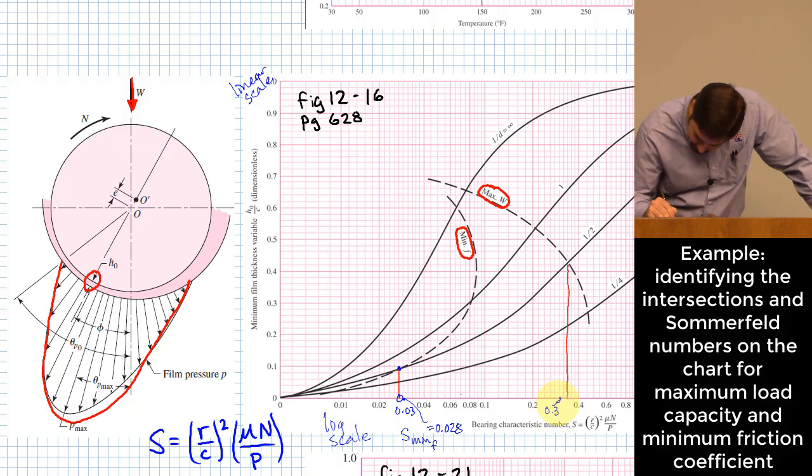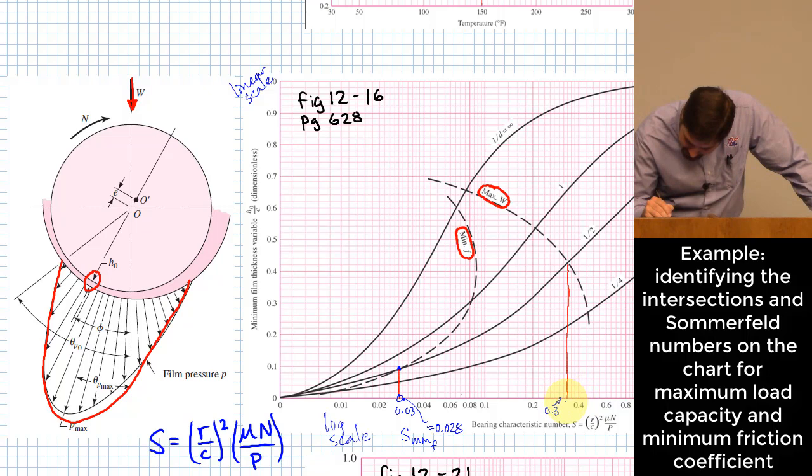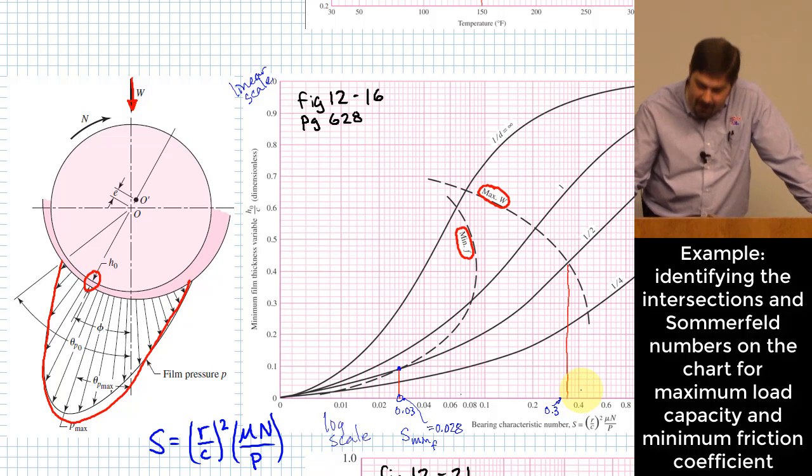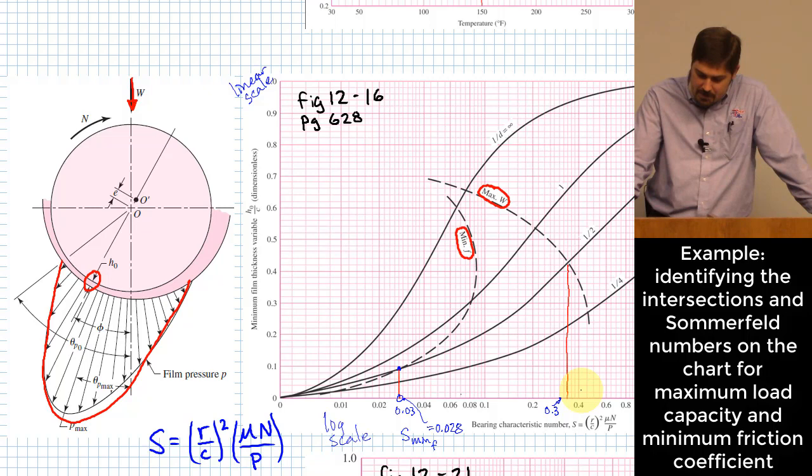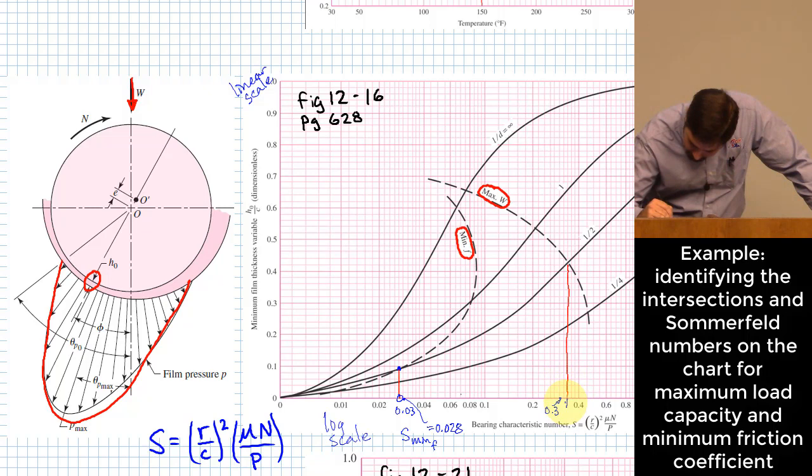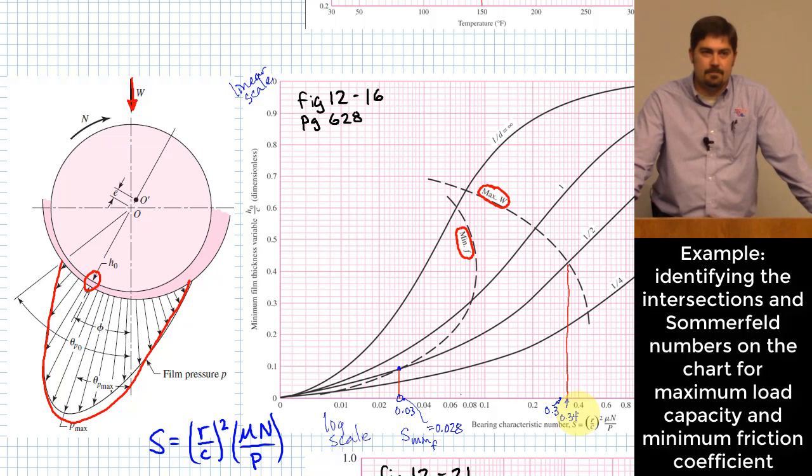Okay, but that's not what we have. It looks to me like from there to the end of the scale, we have 1, 2, 3, 4, 5 divisions, so each of them is probably 0.02. Which tells me that this right here should be 0.034.